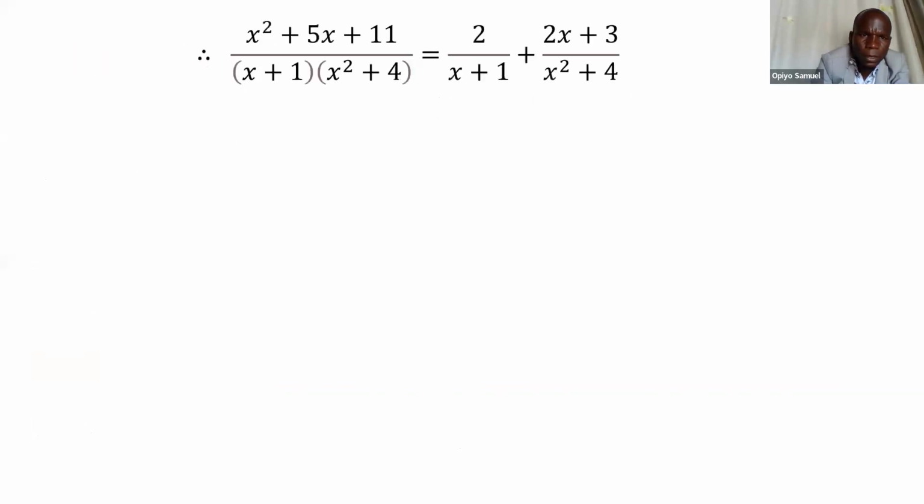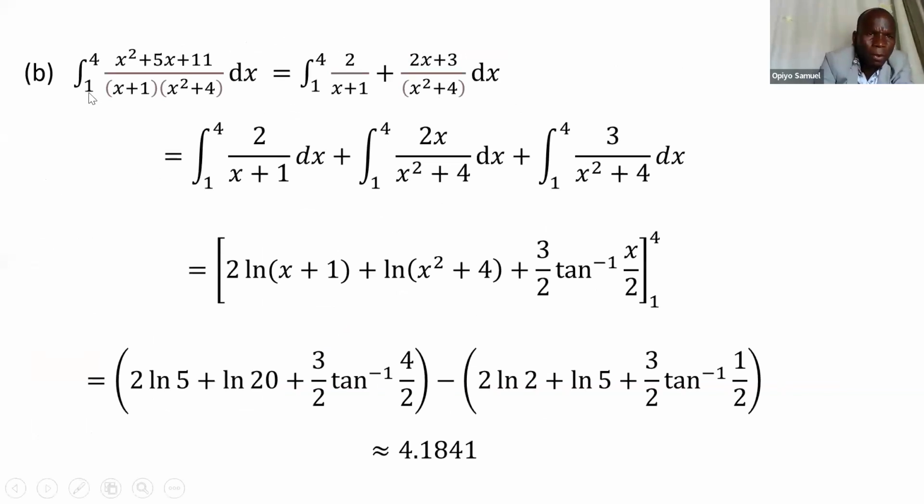Okay, we want to evaluate from 1 to 4 the partial fractions we have just obtained with respect to x. So we express the left-hand side in terms of partial fractions we have just obtained. We got 2 out of x plus 1 plus 2x plus 3 out of x squared plus 4. Then we split this into different parts using the rules or the laws of integration. We also split this part.